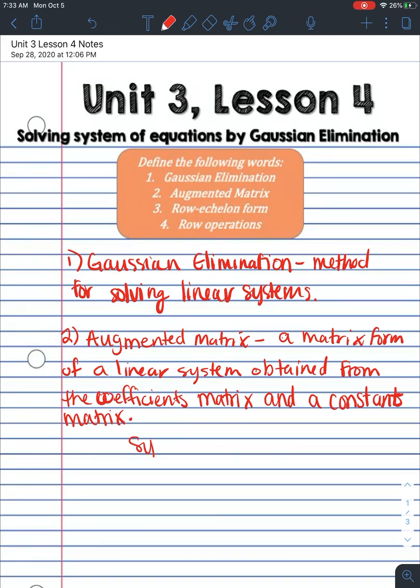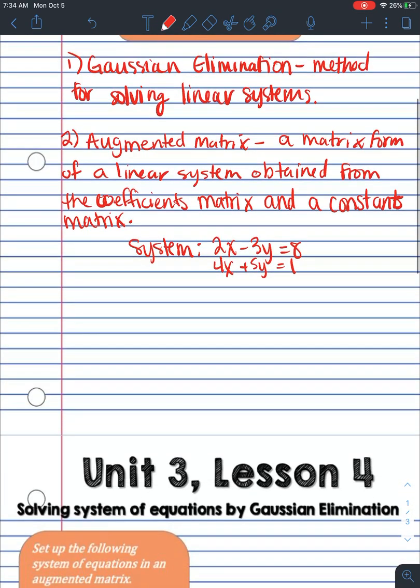Okay, so for example, if I have a system 2x minus 3y equals 8, 4x plus 5y equals 1, I can set up this augmented matrix. Matrices have these brackets around them and they have numbers inside of them, okay? So I'm going to take the coefficients and set them up in a matrix. The coefficients of x will go in the first column, coefficients of y go in the second column. Then we're going to have a bar, and then we'll have our constants.